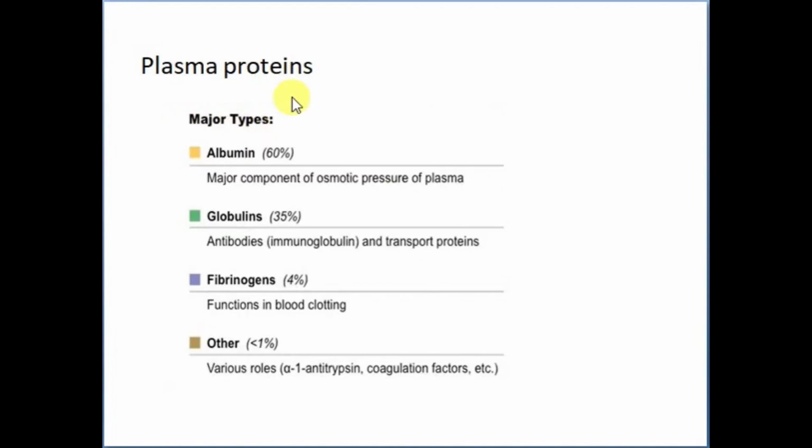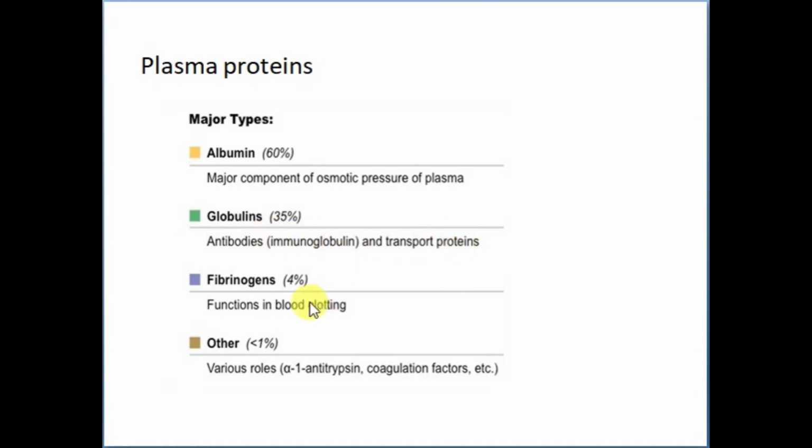Now, these are the major types of plasma proteins. So, we have albumin, it constitutes 60% of plasma. Then we have globulins, then we have fibrinogens. Okay, albumin is the major contributor to the osmotic pressure of plasma. It helps in the osmosis process. Okay, osmosis means diffusion from one membrane to another membrane. So, that is what albumin helps in. Then we have globulin. Okay, so these are antibodies and they transport proteins. They are also called immunoglobulins.